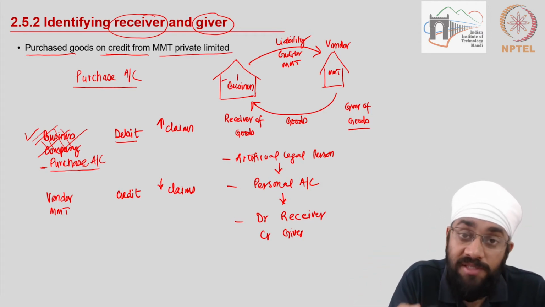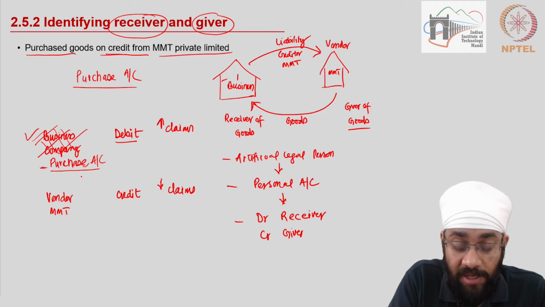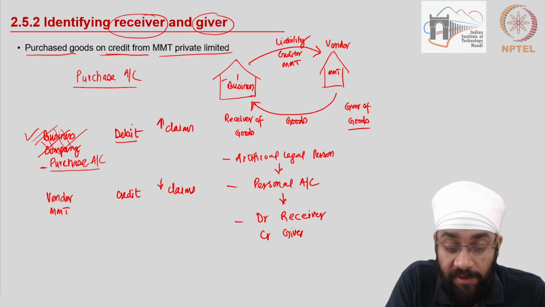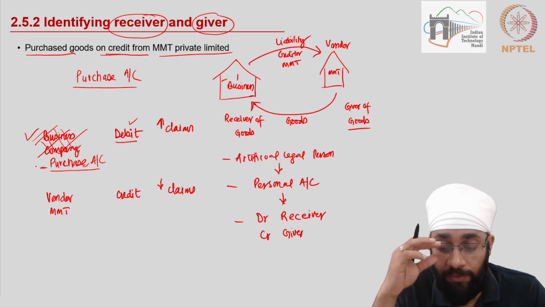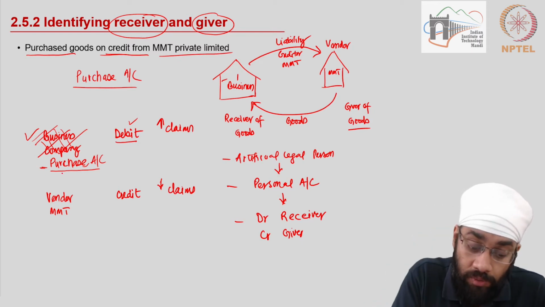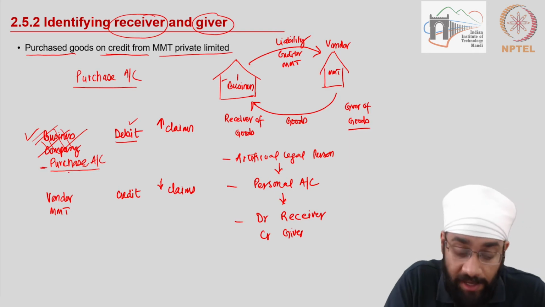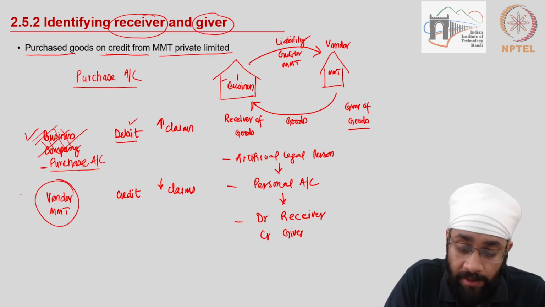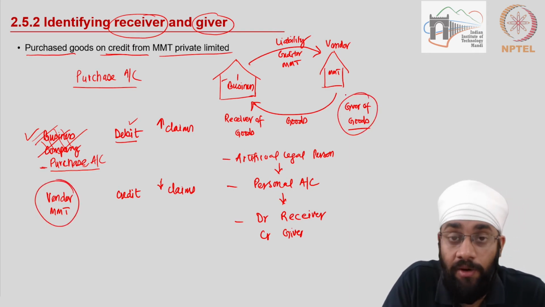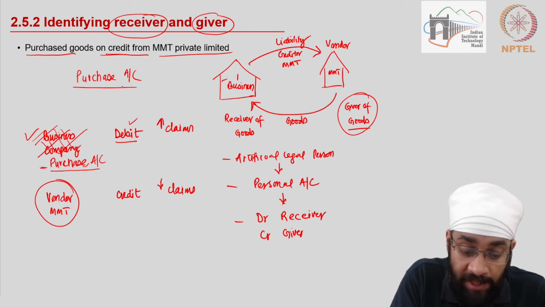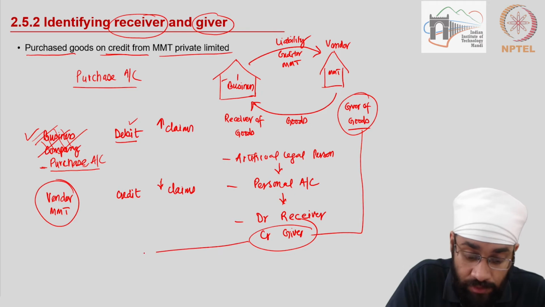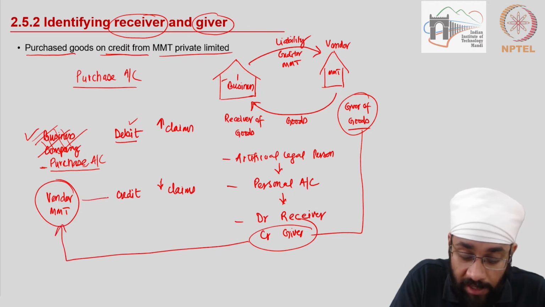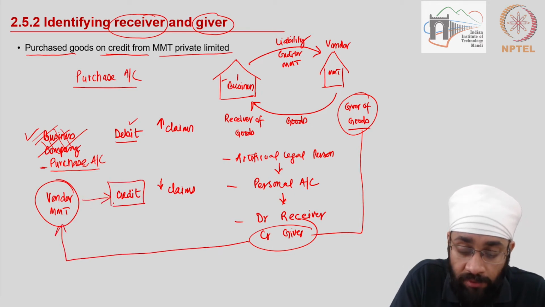Okay. However, since this is business's purchase account and business is kind of receiving it, we have given it a debit. Although that's not the correct logic, I'll come to that in a bit. On the other hand, you have the vendor. The vendor is the giver of the goods, and debit the receiver and credit the giver. So using this rule, we are going to give a credit to the vendor.